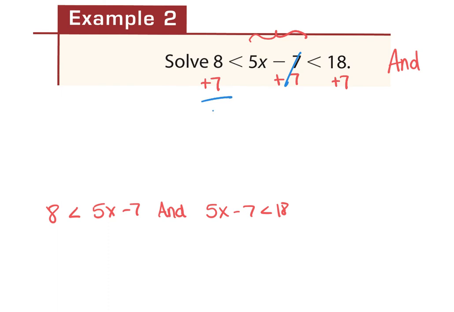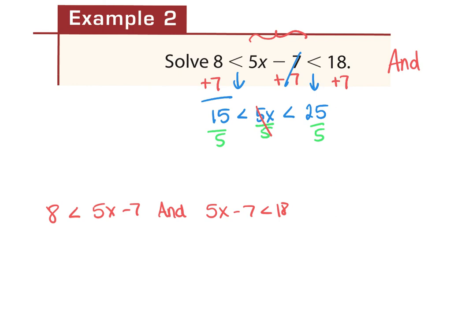On the left, I will have 15. Bring down your less than. Bring down your other less than. And then over here, I have 25. Okay? What else do I need to get x all alone? What do I need to do here? Divide by 5. Well, I have to divide by 5 in the middle, so I have to do that on the other two parts. Divide by 5, divide by 5.